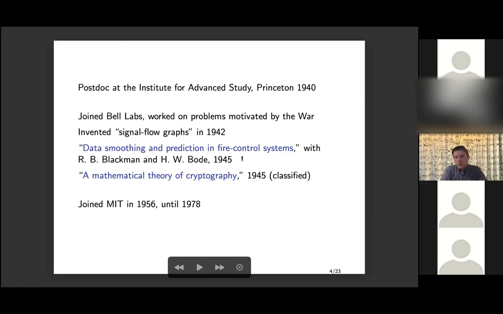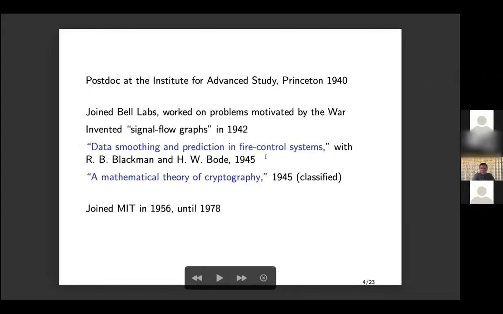And at the same time, roughly, Norbert Wiener, for example, was also working on these problems: filtering and prediction, motivated by fire control. But of course, this was also basic research that is very important for the future to come. And a very important work Shannon finished, and it was classified when it was published, was called the Mathematical Theory of Cryptography, published 1945, but classified, so it was not available to the public then.